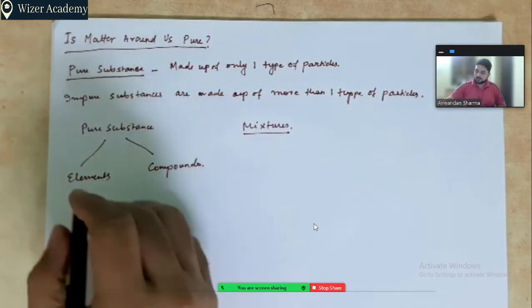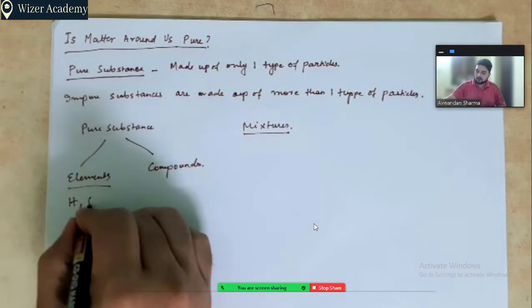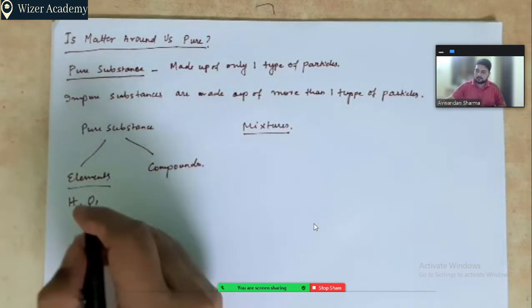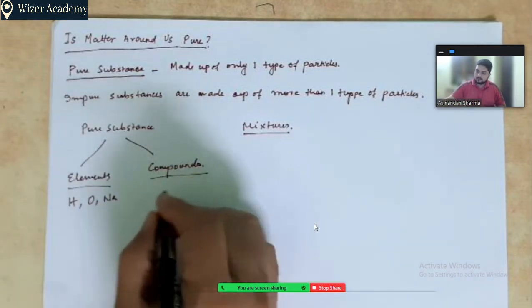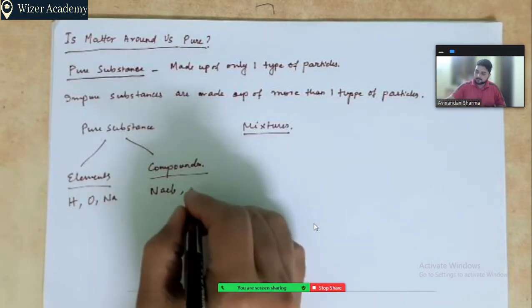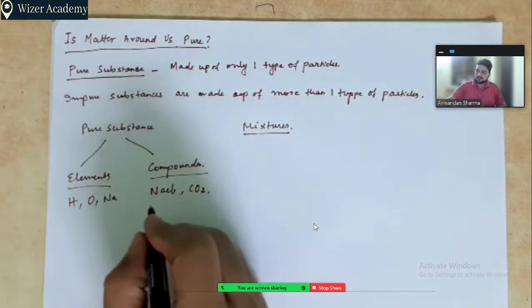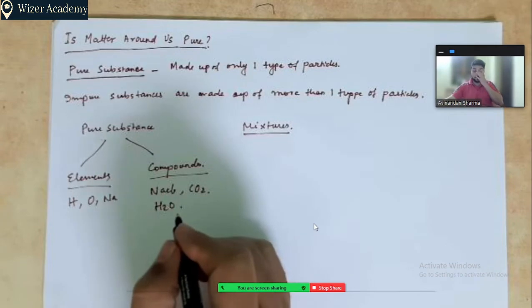Okay. Now elements are different elements like hydrogen, oxygen. These are the simple elements like sodium, and compounds, for example you can write down sodium chloride or any compound like carbon dioxide, water. These are known as pure substances, pure water.